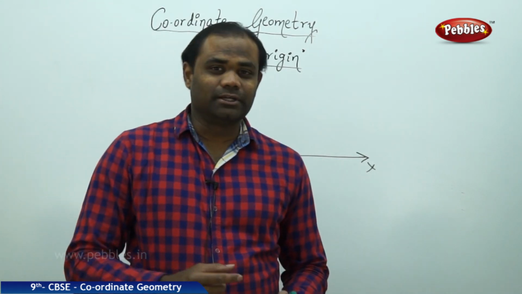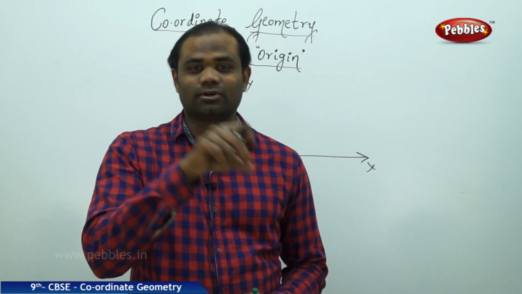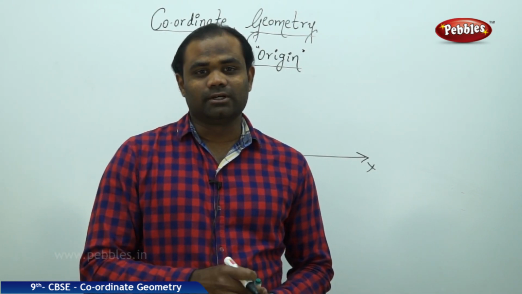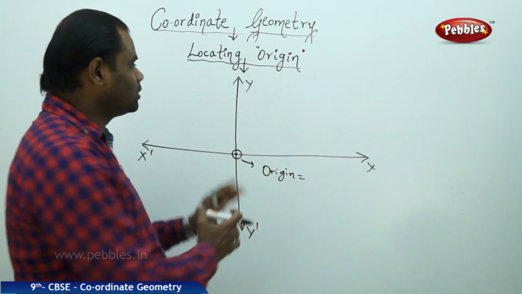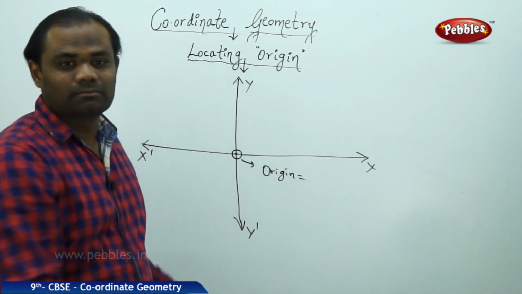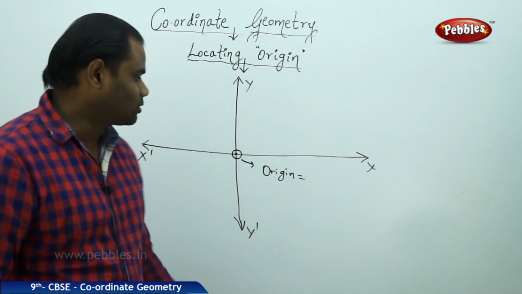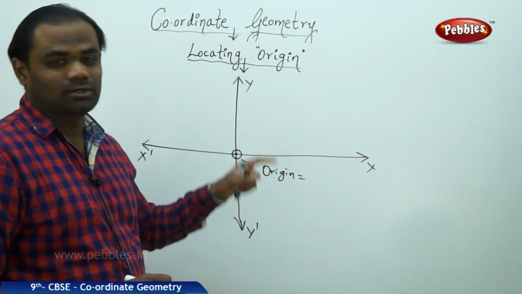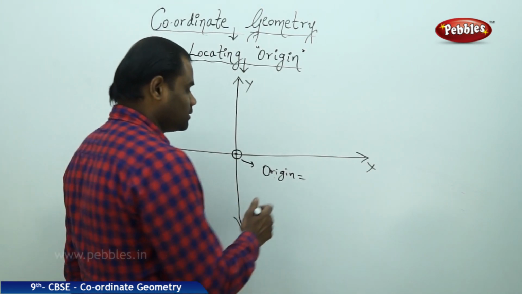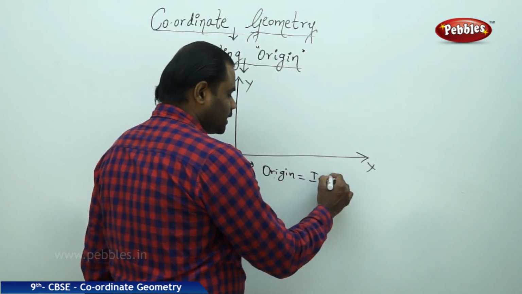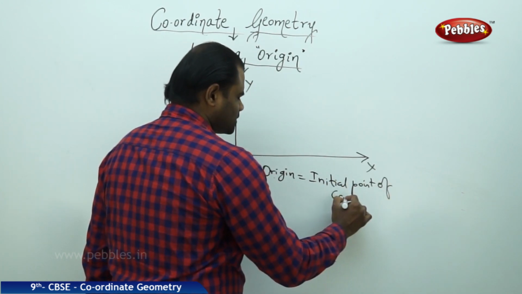So what is origin? Origin in the general English dictionary refers to the source or the root cause of the source. So here we define origin as the root cause of defining all the points in this plane. The source or the root cause of defining all the points is the origin, and therefore we refer to this as the initial point. So origin is referred to as the initial point of the Cartesian system.